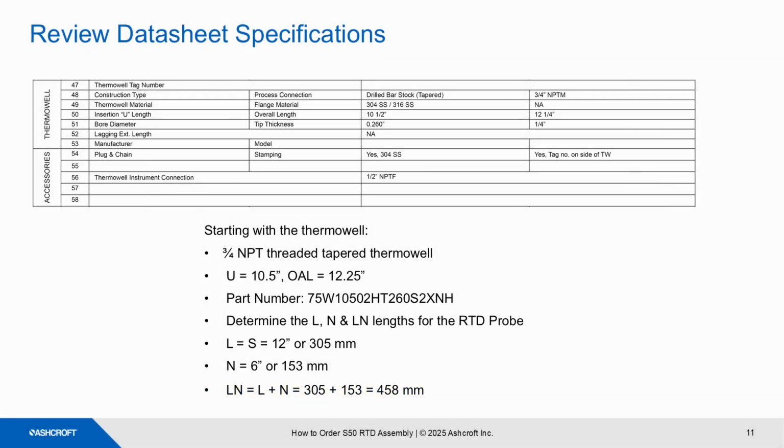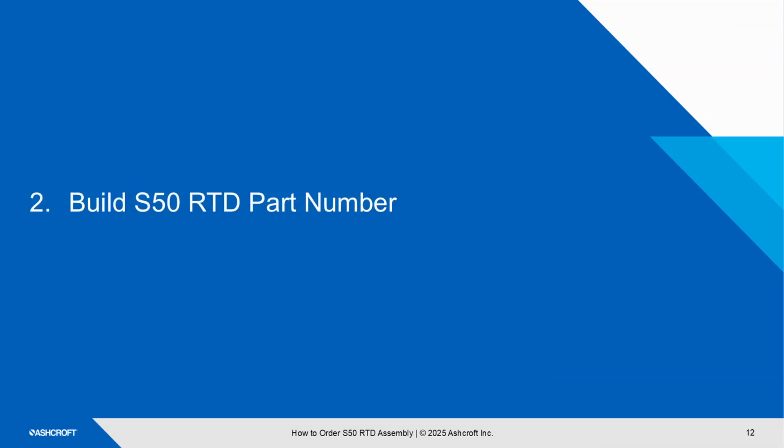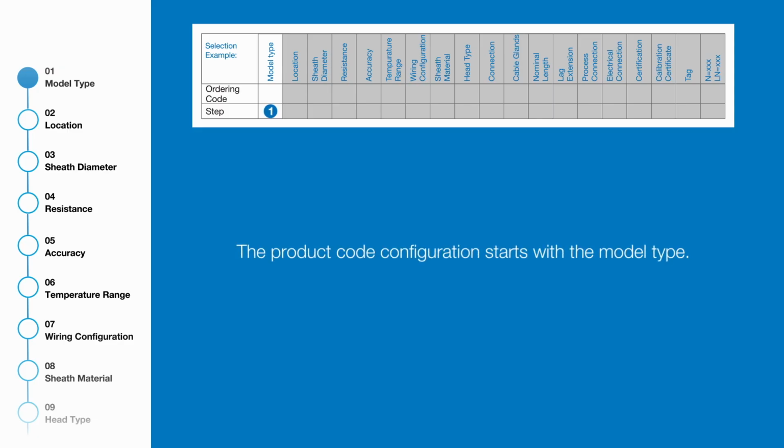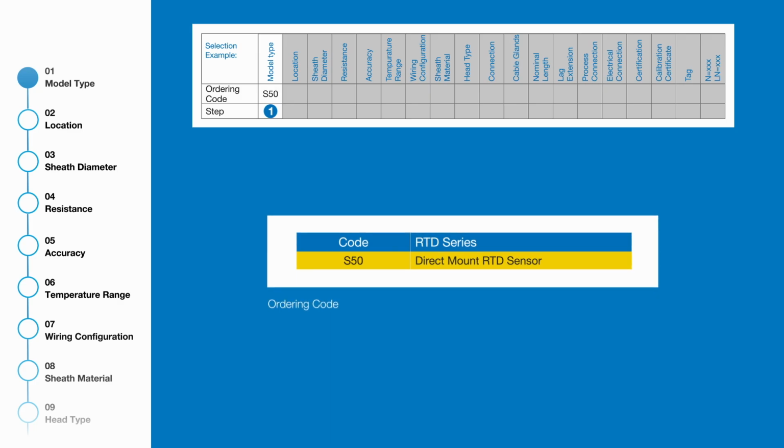Our next step is to build the S50 RTD part number for this application. The part number will start with the model type, which is S50.